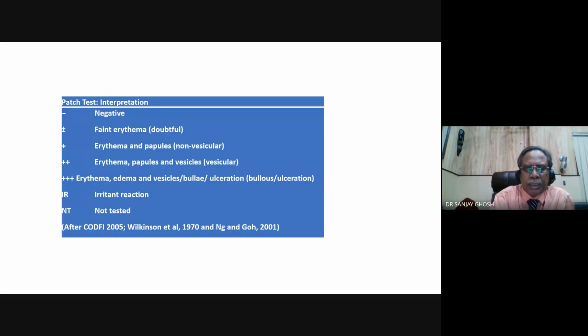Now, interpretation. All you know is the standard, our COTFEE recommendation or international recommendation. Negative; plus-minus means faint erythema; plus means erythema and papule, non-vesicular. But double plus is erythema, papule plus vesicles. 3 plus means erythema, edema, severe allergy, vesicles, bullae, even ulceration. IR is irritant reaction, usually a charred, burnt-out appearance, sometimes even pustule, as I told. And NT is not tested.